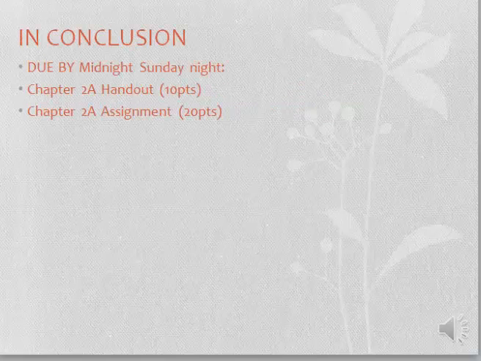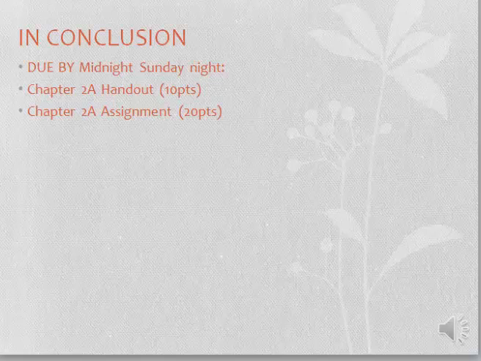So in conclusion, just remember that by midnight Sunday you need to complete the Chapter 2 handout, and then there is a Chapter 2A assignment which requires you to go online and find a greenhouse budget, then take the values from that greenhouse budget and calculate the variable cost, the fixed cost, the break-even cost, and use a shrink multiplier. You can find the instructions for this under the content tab for this week.